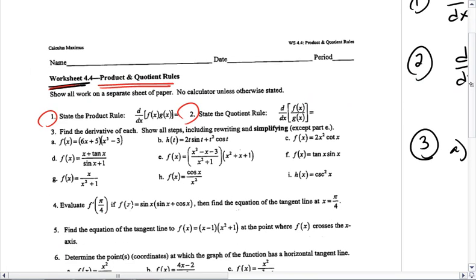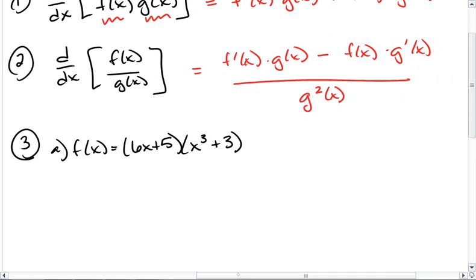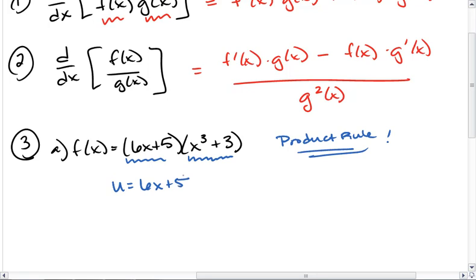And question 3 is actually looking at using the product and the quotient rules. So question 3a, we get f of x equals 6x plus 5 times x cubed plus 3. Well, I'm going to break this function into the two parts that are being multiplied together. And because it's multiplication, we know we have the product rule. I set the first factor to be u, the second one to be v, and I find the derivative of both.